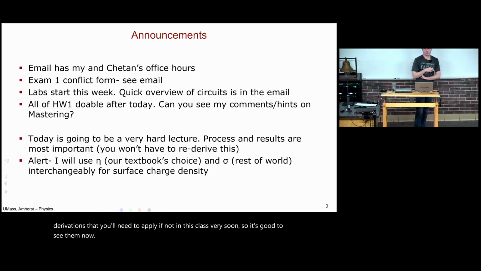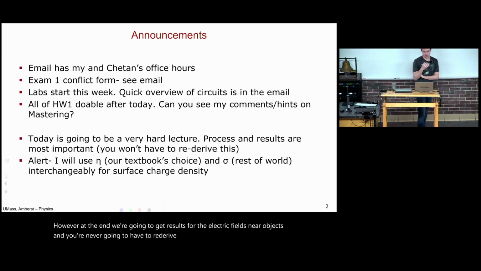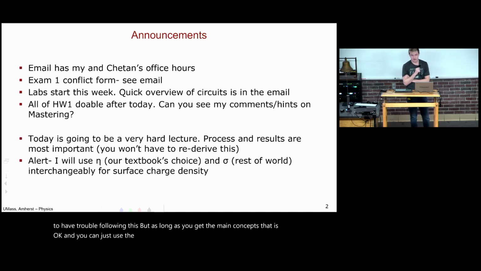However, at the end, we're going to get results for the electric fields near those objects, and you're never going to have to re-derive them. So you don't need to feel lost or dumb because you don't follow this, because in reality, a lot of you are going to have trouble following this. But as long as you get the main concepts, that is OK, and you can just use the results. I will have a summary slide where all the results are collected.